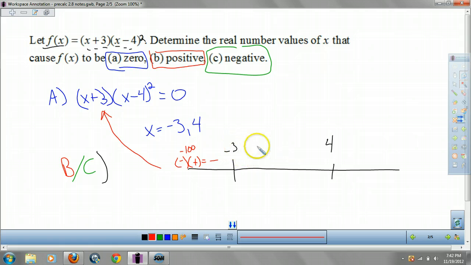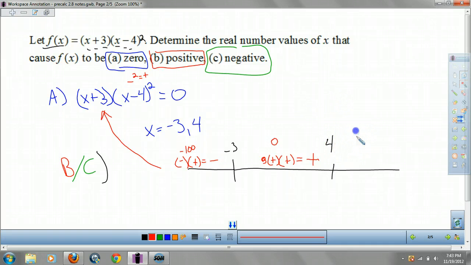Now we pick a number between negative 3 and 4. I always use 0 when I can. 0 plus 3 is 3, so it's positive. 0 minus 4 is negative. A negative squared is positive. And a positive times a positive is a positive. Good thing happens to a good person. It's a good thing. And now we have to try a number bigger than 4.